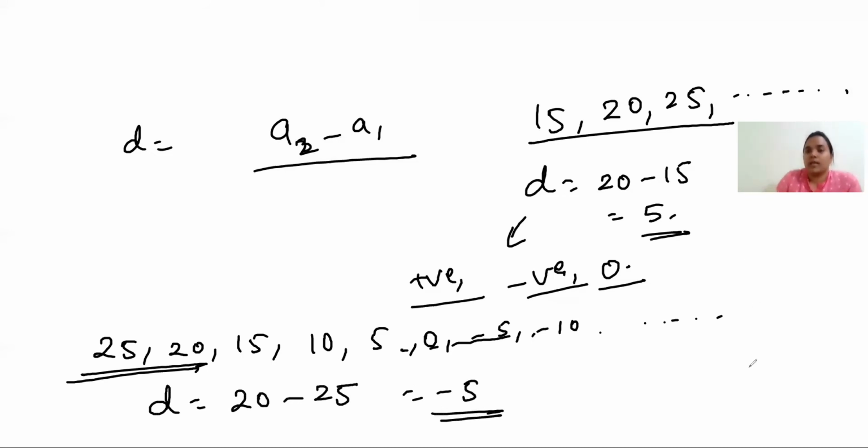If D is 0 in any case, then we have all the terms equal. Suppose A is 4 and D is 0. What will be the second term? 4 plus 0, 4. Third term, 4 plus 0, 4 only. So if D is 0, all the terms will be equal.